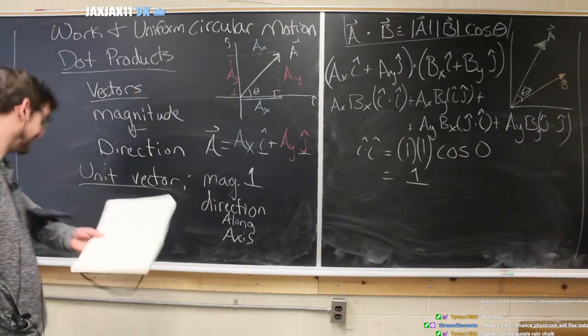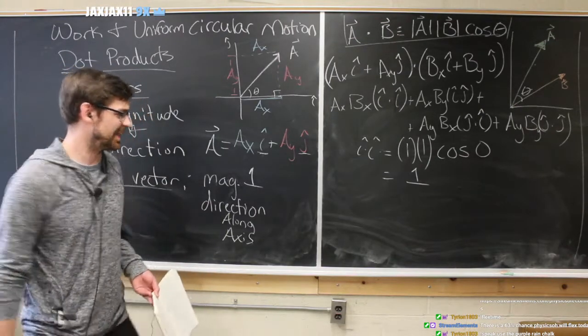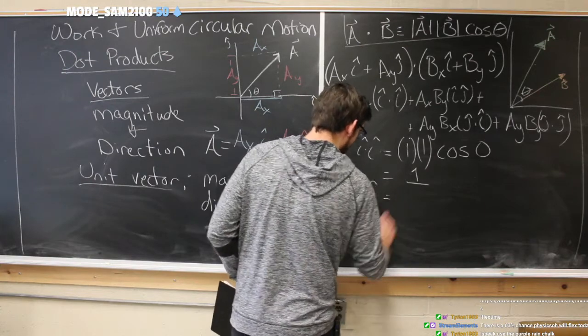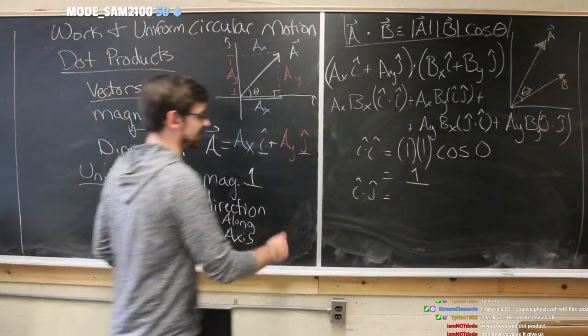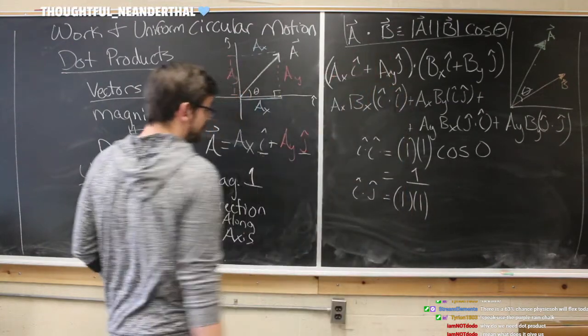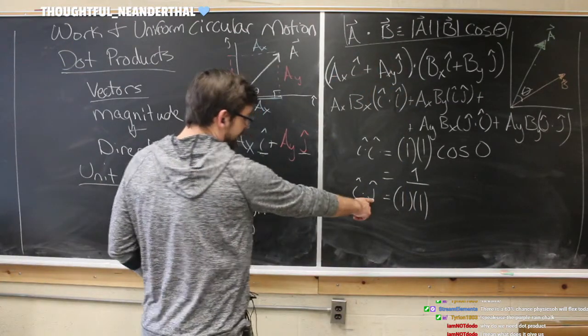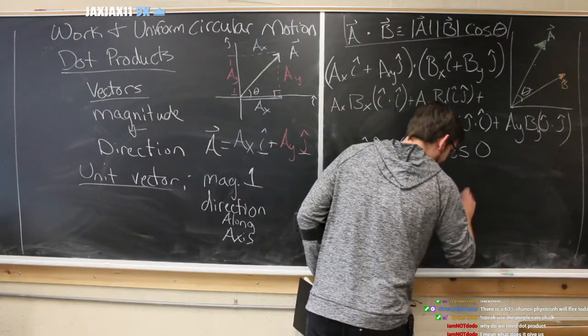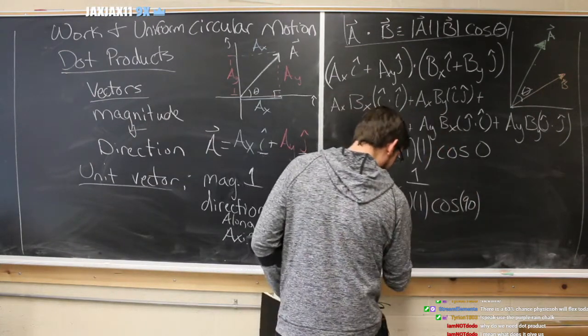Nice. Okay, so then what about i hat, j hat? Well, then we have the same thing for our magnitudes. Magnitude of i hat is 1, magnitude of j hat is 1, and the angle between the two is 90 degrees. Cosine of 90 is 0, so this is always 0.